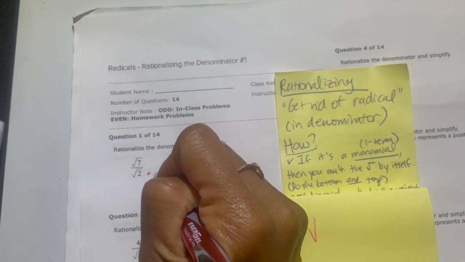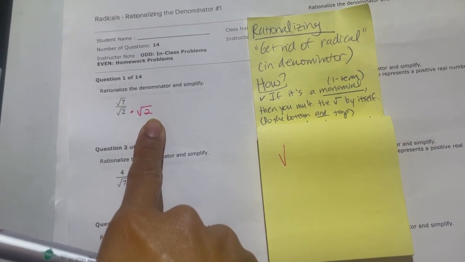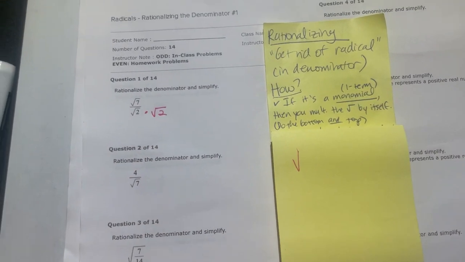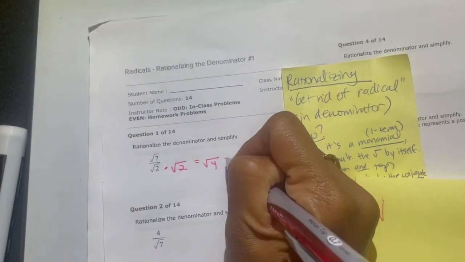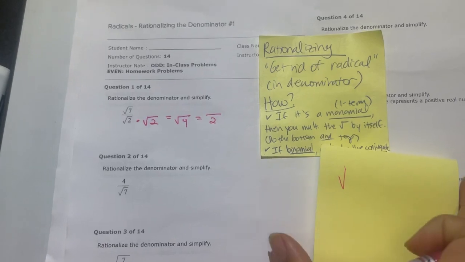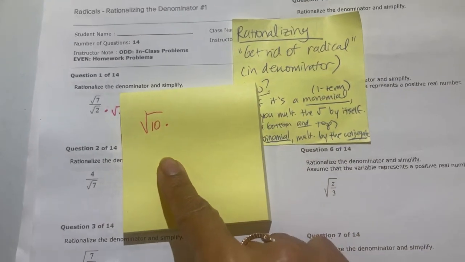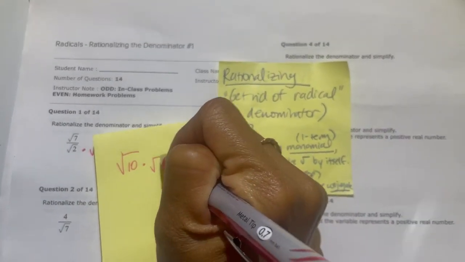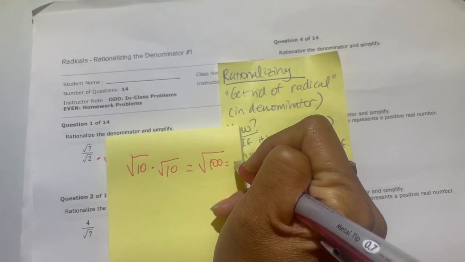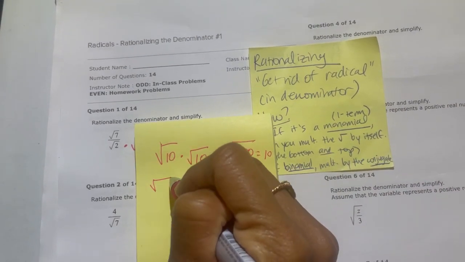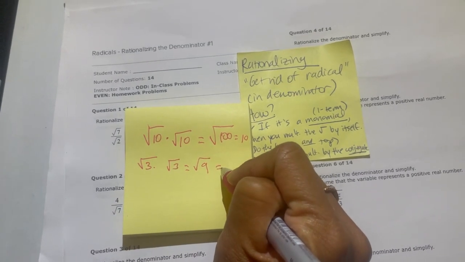What happens if I multiply the denominator by itself? What's root 2 times root 2? Root 4. But what's root 4? Just 2. No more radicals, right? So in general, if I multiplied radical 10 by itself, radical 10 times radical 10, what do we get? Yep, radical 100, which is the same thing as 10. If I said radical 3 times radical 3, that gives you radical 9, which is the same thing as 3.